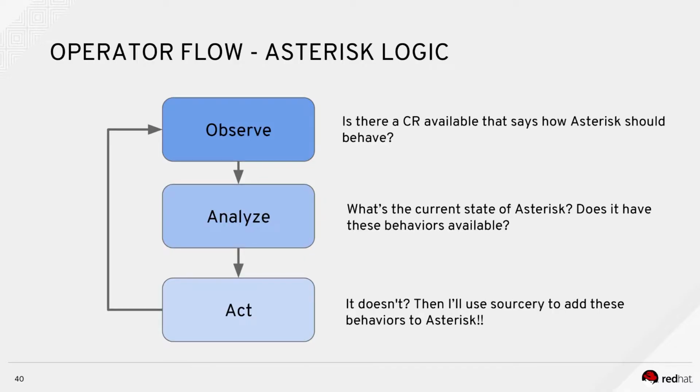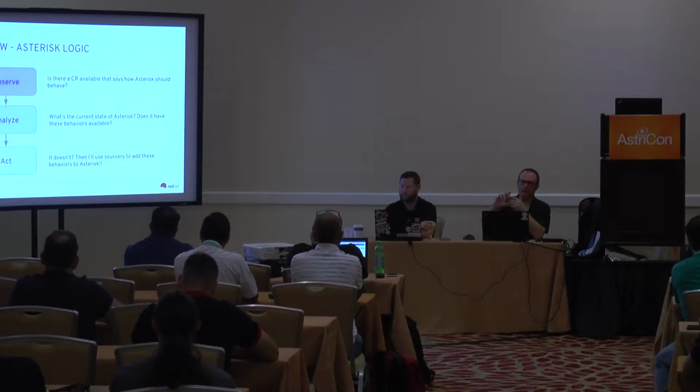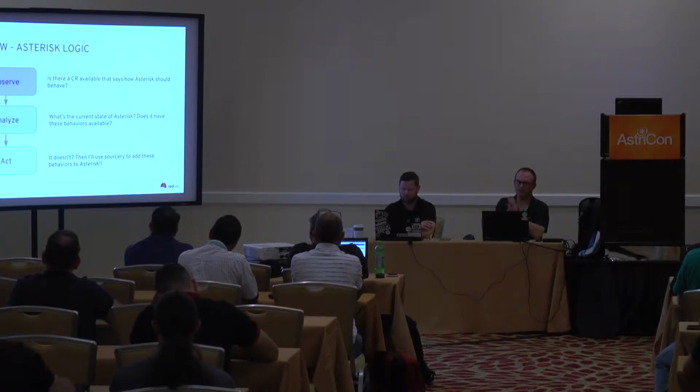So if we put this into the context of Asterisk, for example, we're going to start a watch. We're going to observe that custom resource, and we're going to say, okay, did anything change? Okay, it did. And then we'll make an analysis. What does Asterisk look like right now? How is it configured? Is it behaving the way that I want it to? And then depending on what you've analyzed there, you'll act upon it and you'll change the behaviors there.